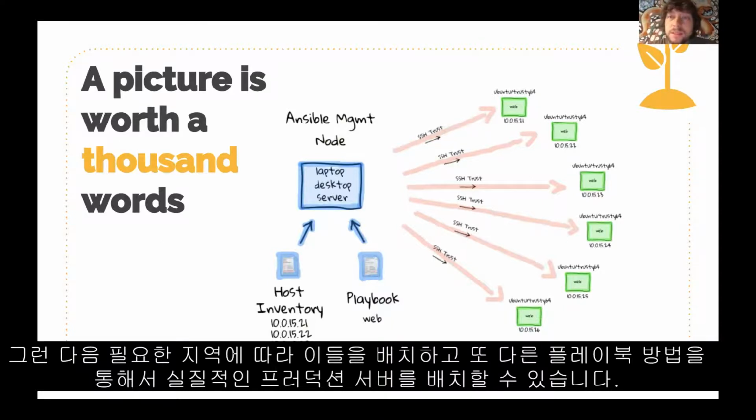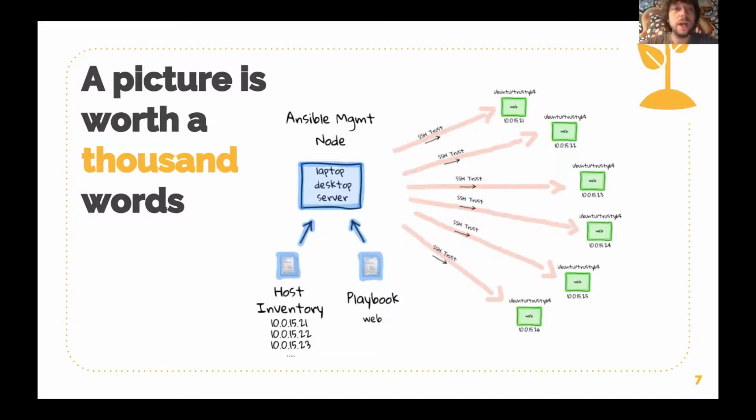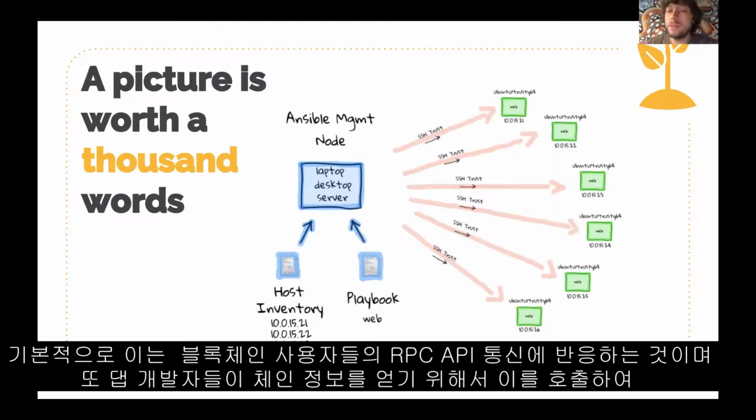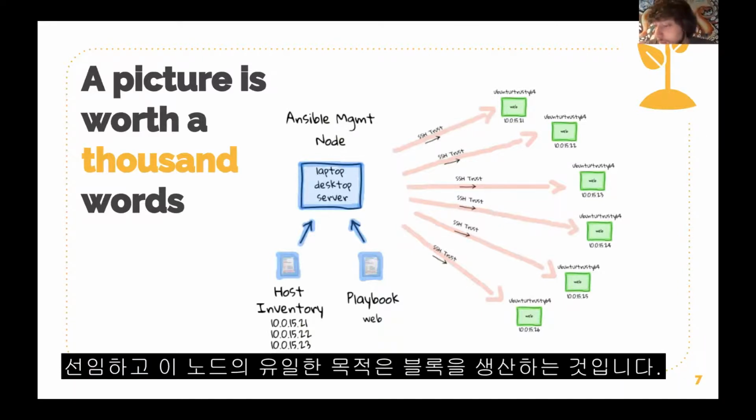Other playbook methods that we use would be deploying actual production servers. So in EOS, you have a concept of a full node, which basically responds to the RPC API requests from users of the chain and DApp developers who are calling this to get information about the chain to represent within their app, through to an actual producing node, which Jay touched on earlier, where the sole purpose of that machine is to sign and generate blocks.